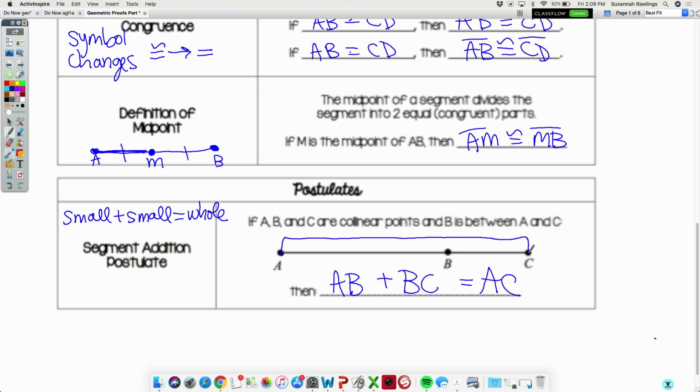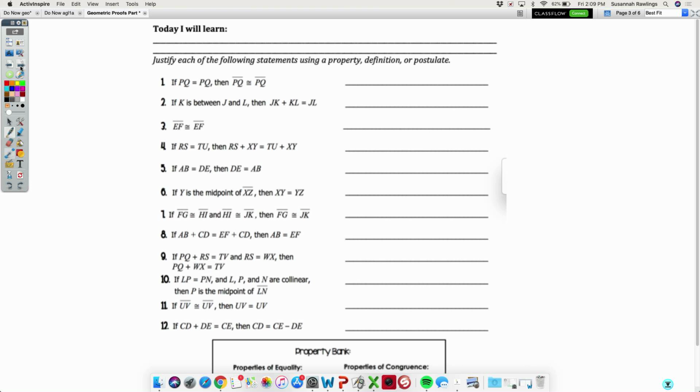Okay, so what we're going to do is move on to this. Don't flip to the back. Find the front of your white sheet that looks like this. And let's actually go ahead and write the "today I will learn." I forgot to do that. That is to identify properties, which is what we're doing, and use them to justify steps in a proof.